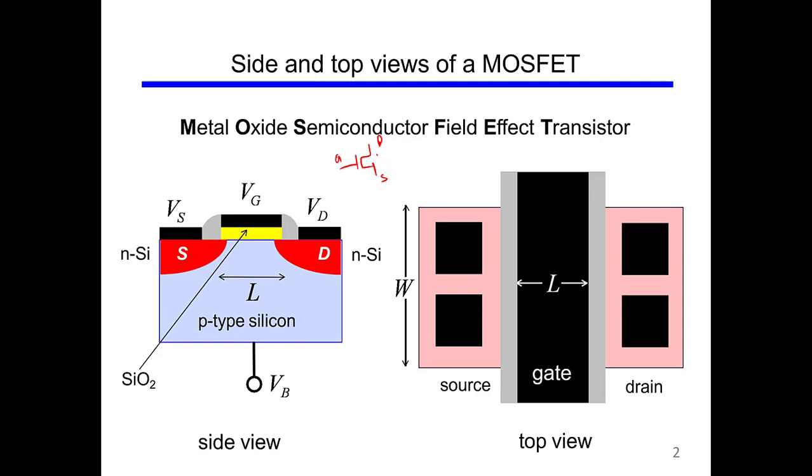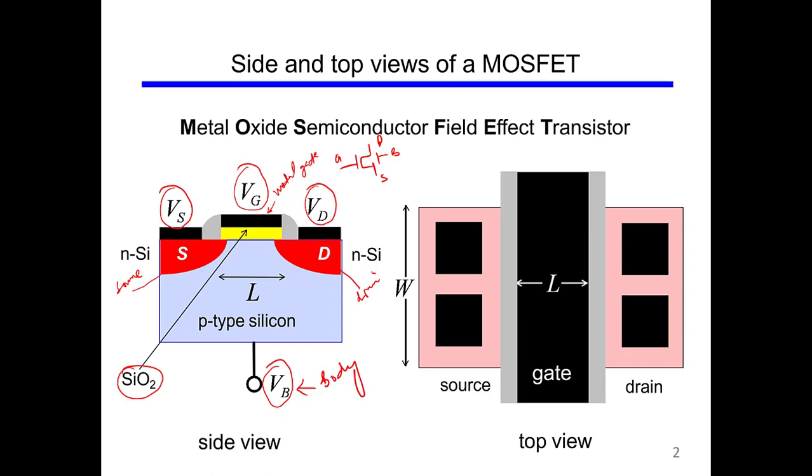The fourth terminal is drawn somewhere like this, and it is called the body terminal. The voltage applied to the body terminal is called VB. So we have VS, we have VG, we have VD. Then we have the silicon dioxide layer, which is an insulator layer, and we have the metal gate, and we have the source and drain regions.